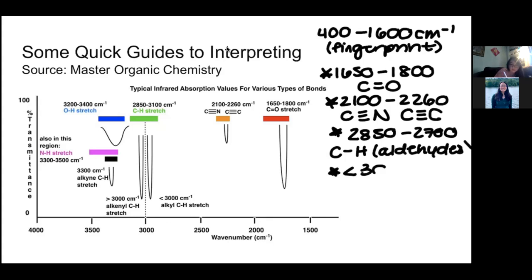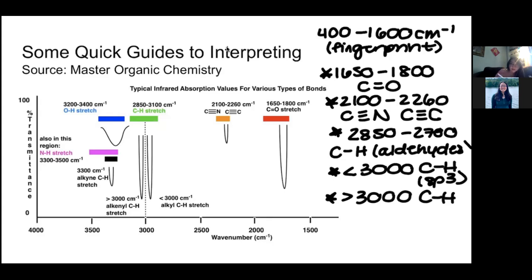Right below 3000 tends to be your C-H's that are sp3 hybridized. Above 3000, your other C-H's, these are usually sp2 hybridized, but not necessarily aldehydes. Last but not least, 3200 to 3400 tends to be your alcohols. Remember, those guys are pretty broad.